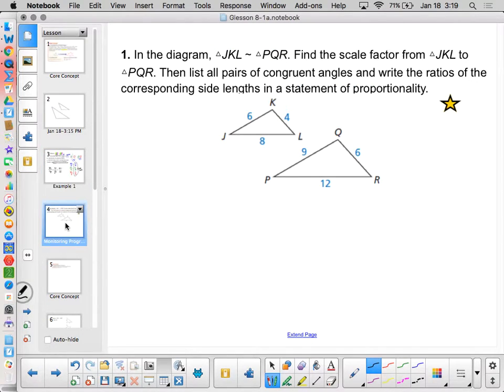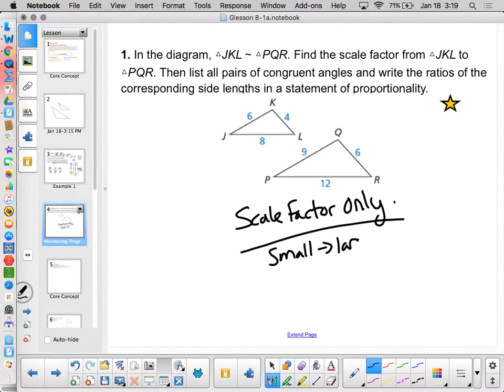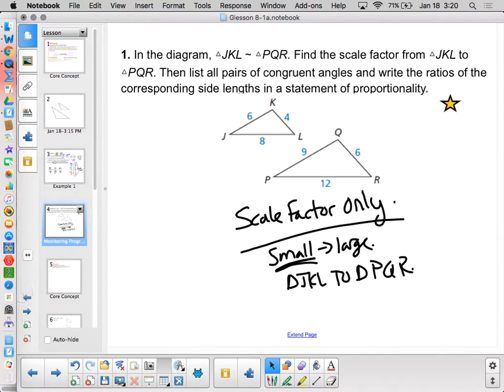This time, what I'm actually going to do is ask you to identify what the scale factor here is. And that's our first question of the day. What is the scale factor? I'm going to go scale factor only small to large, okay? So JKL to PQR. Hint, that means that the smaller number has to be on top, but in the multiple choice it always will be.